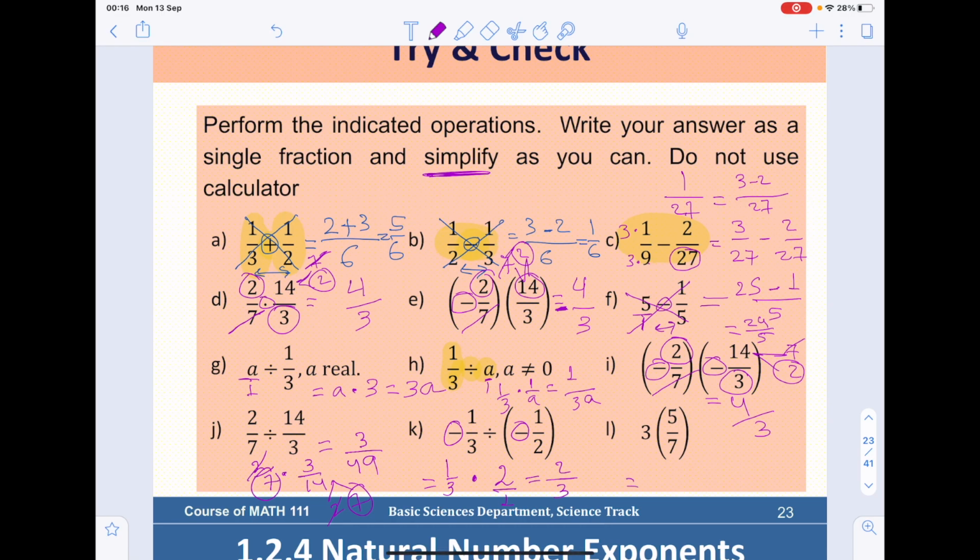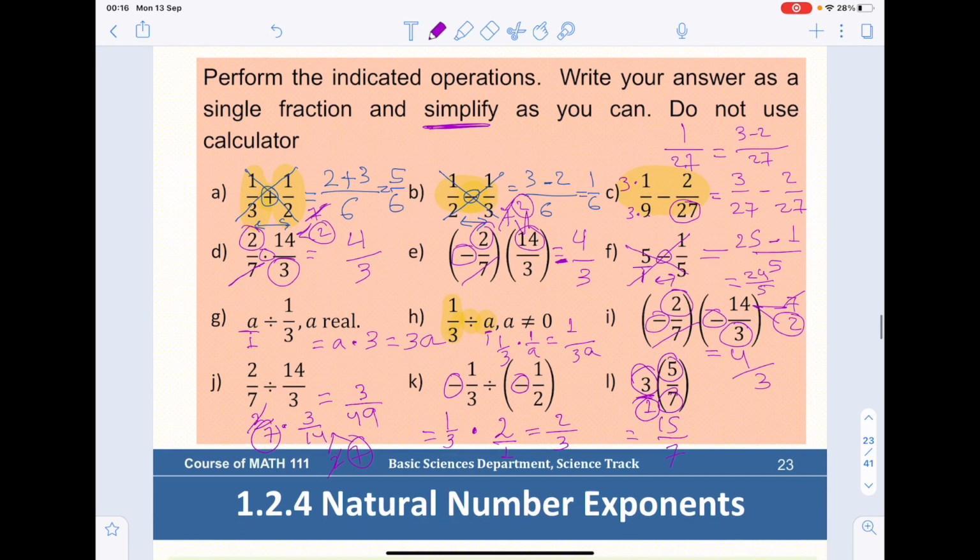Okay. Here the same thing. The denominator of 3 is 1, so I'll times the 3 with 5, which is 15, and 1 with 7, which is 7. So the answer is 15 over 7.